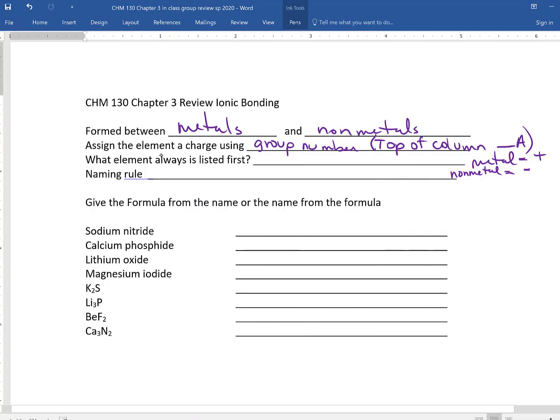So in this one, what element do you always write first? The metal, okay? So the metal is always going to get listed first. So metal, then you'll put the nonmetal in. When you say the name, what do you use? The whole name of the metal. How much of the nonmetal? Just the first part, and at the end you add IDE.